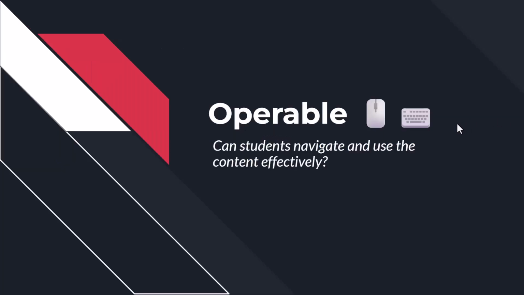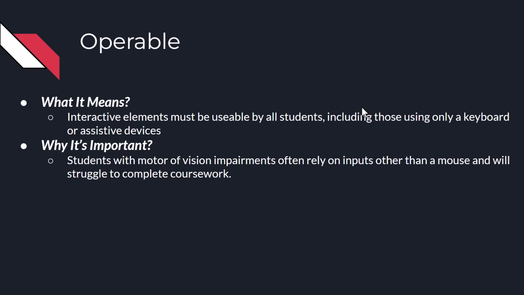Operable. Can students navigate and use the content effectively? This is one that is going to be out of your hands in a lot of ways. The vendor or the site itself needs to take care of a lot of that. You can't go in and change some of these things, but it's not to say that you shouldn't still be aware of these when you're evaluating materials.